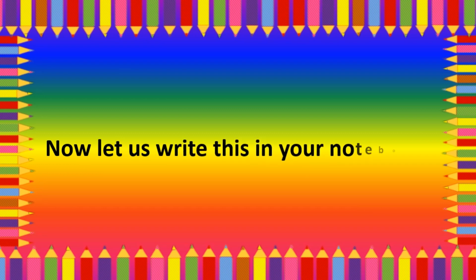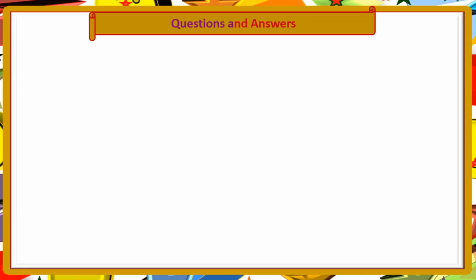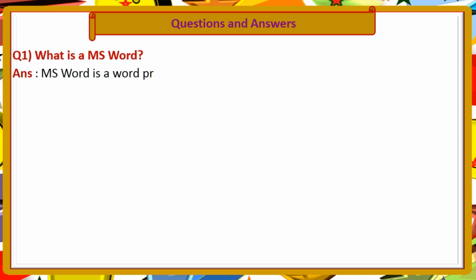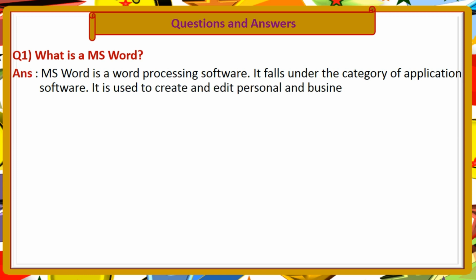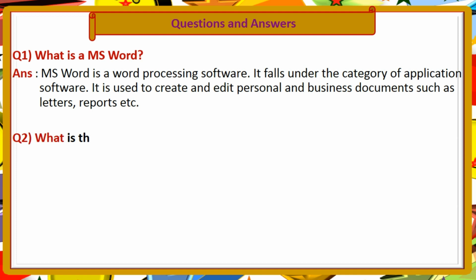Now let us write this in your notebook. Questions and answers. Question number 1. What is MS Word? Answer. MS Word is a word processing software. It falls under the category of application software. It is used to create and edit personal and business documents such as letters, reports, etc.